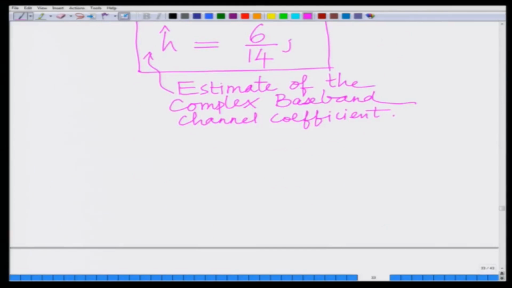All right. So we have derived the expression for the estimate and computed the estimate of the complex baseband channel coefficient, and h hat equals x bar Hermitian y bar divided by norm x bar square, which is equal to 6j divided by 14. Therefore, the estimate is 6 divided by 14 times j.